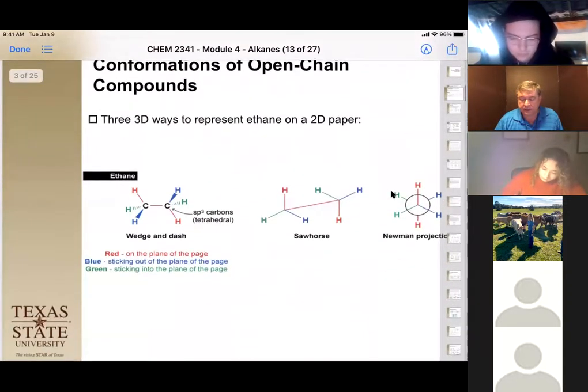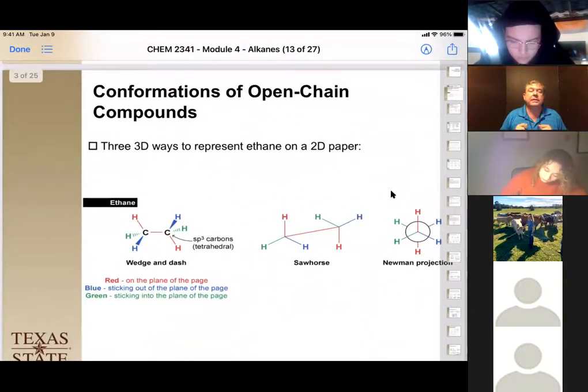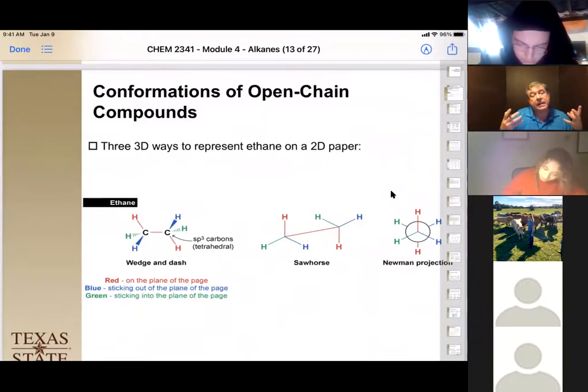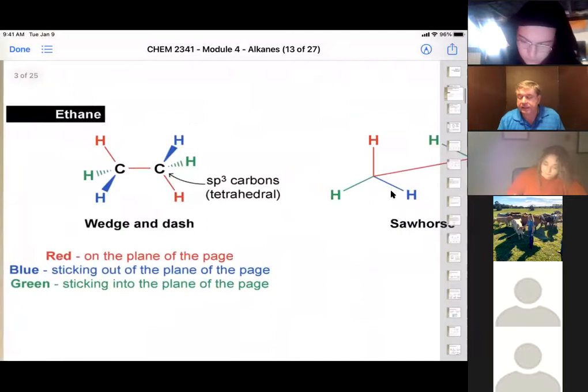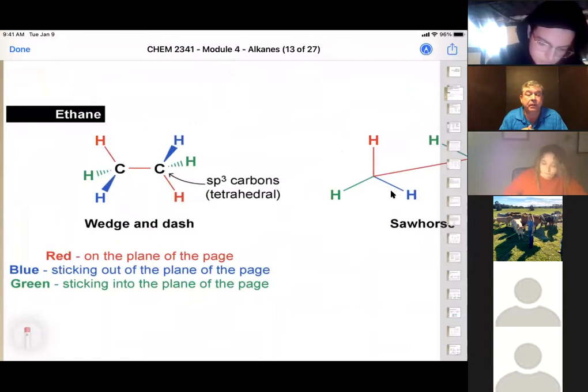Okay, so let's start with something simple. Let's start with this ethylene right here. So we only have sp3 carbons, we have tetrahedral shape, and we want to get an idea of how to get our 3D mind onto 2D paper. So let's start with this one right here. And in this case here, lines that are just lines are assumed to be in the plane of the page of either the paper or the laptop here, okay?